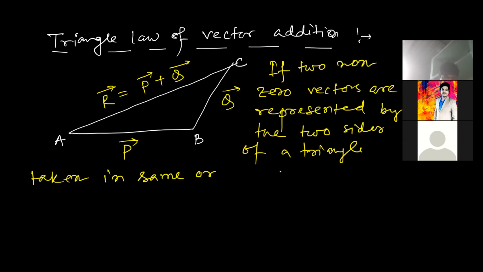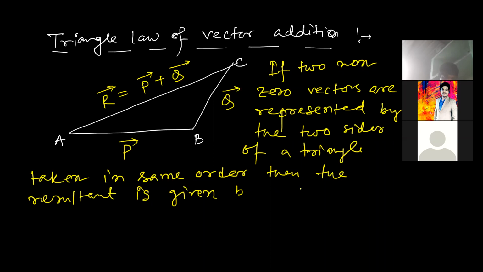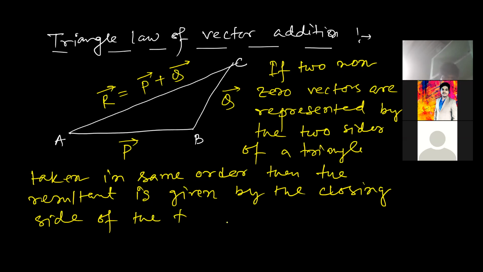then the resultant is given by the third side, or the closing side, which is better, of the triangle in opposite order.